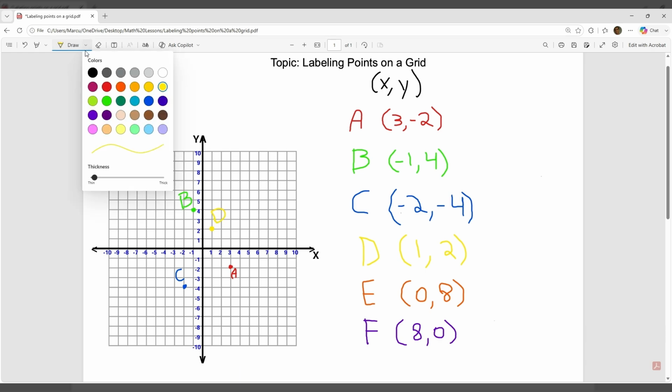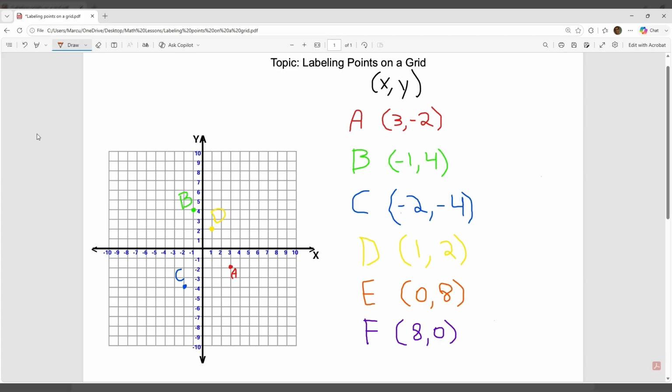Now we're going to do orange, which is point E. So we have 0, 8. Keep in mind your X is 0, so we are not going to move because, again, if you go right, that's positive. If you go left, that's negative. Your X is 0, so we don't move at all as far as the X. For the X, we move sideways, so we're not moving. And then for the Y, we have 8. That means we're going to go up 8 units, and we're going to land right here, 0, comma 8. And that's your point E.